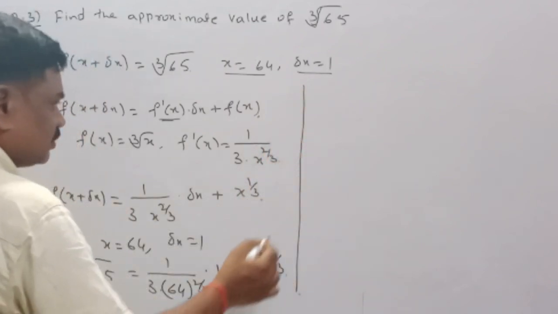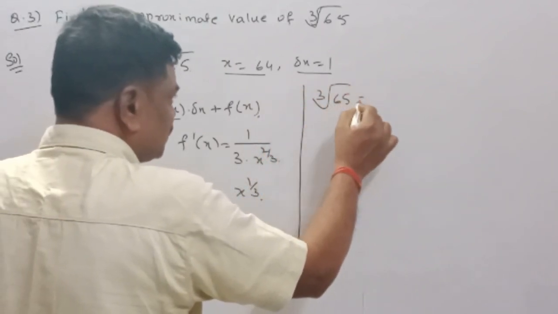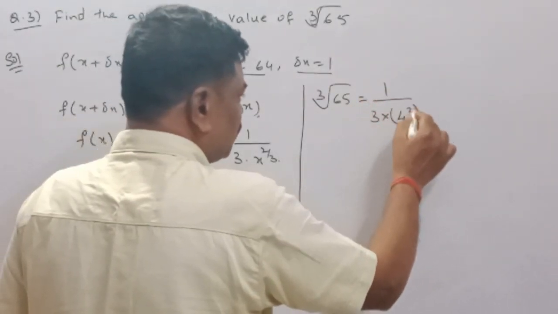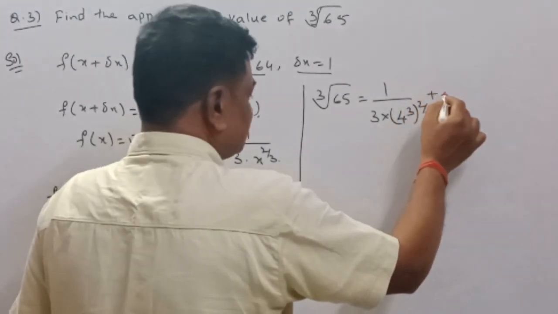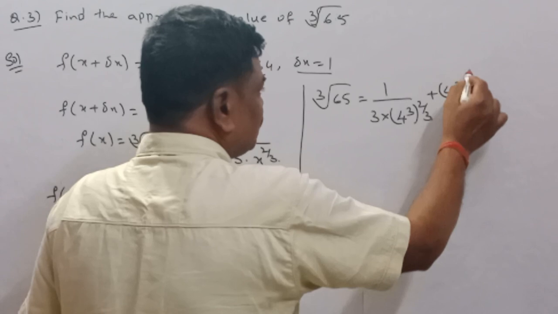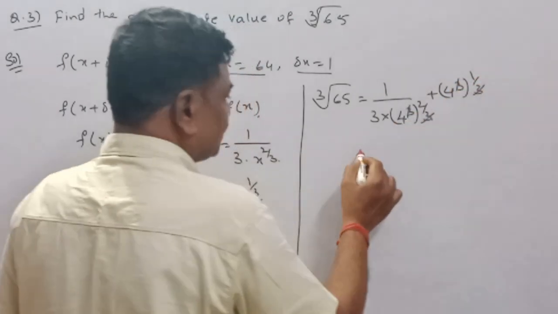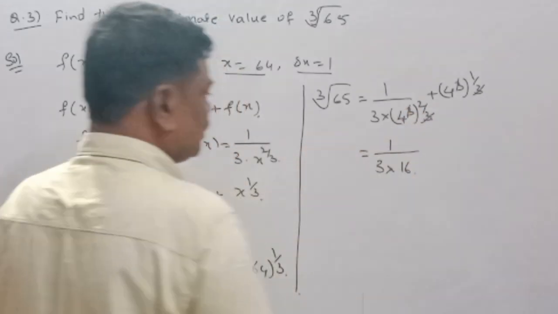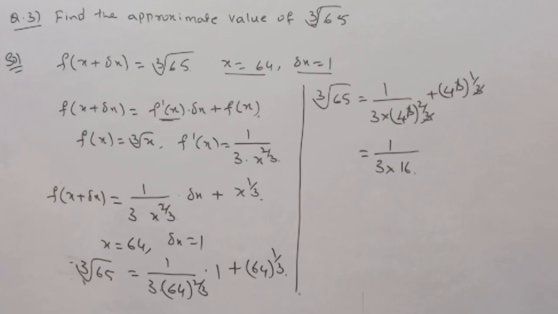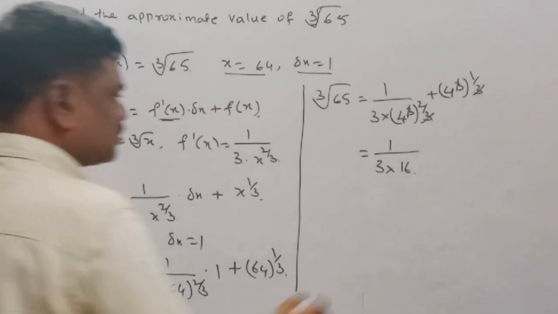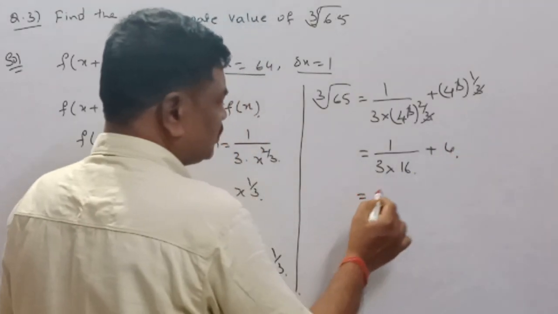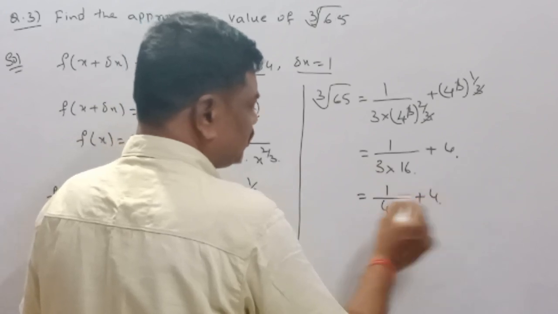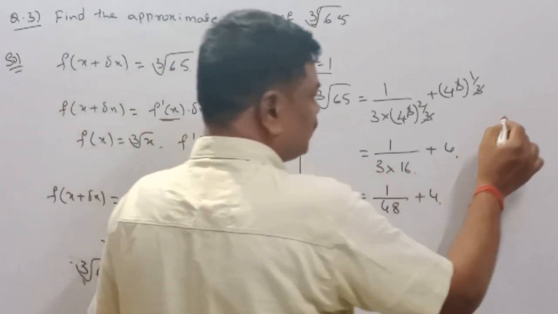Then cube root of 65 is equal to 1 by 3 into 4 cube whole power 2 by 3 plus 4 cube whole power 1 by 3. 3 cancel, equal to 1 by 3 into 4 square, 16, plus 4. This is 1 by 3 into 16, 48, plus 4. So 1 by 48.